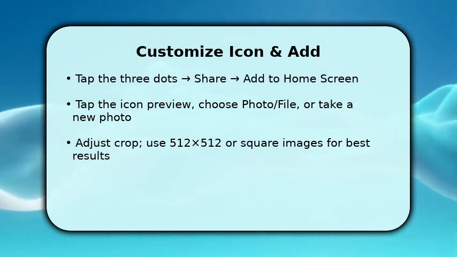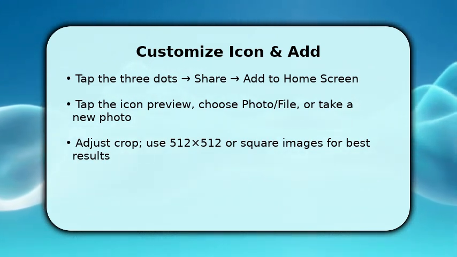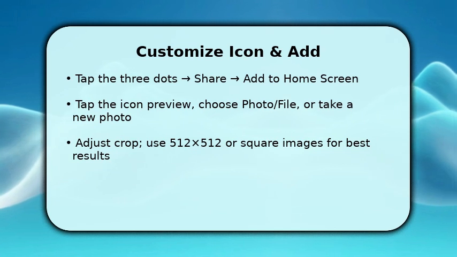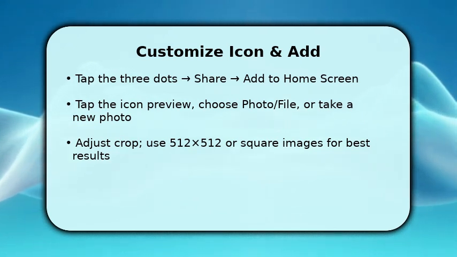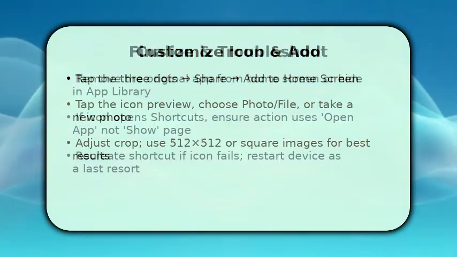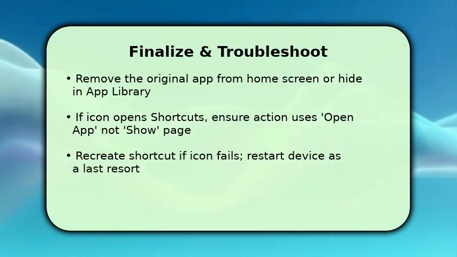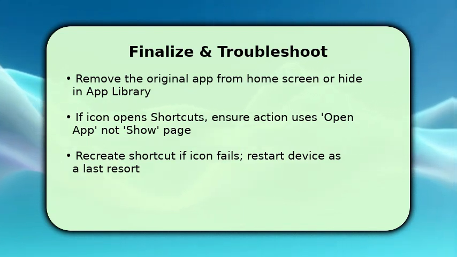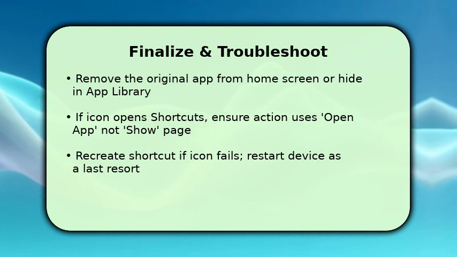Once selected, adjust the crop so the key element is centered and readable at small sizes. After adjusting, confirm Add, and the custom icon will be placed on your home screen. To finish, move or hide the original app icon so your custom shortcut is the visible launcher. You can remove it from the home screen without deleting the app.